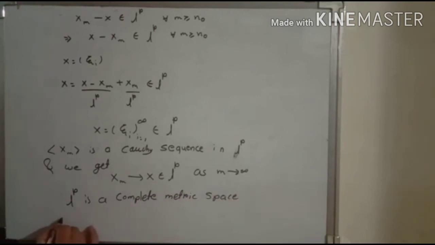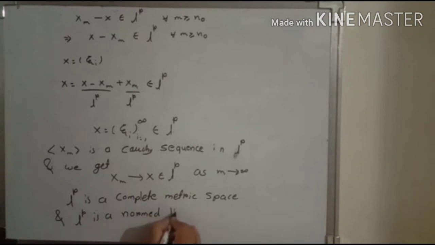Also we proved that LP is a normed linear space. Thus combining these two, we get that LP is a complete normed linear space, and it implies that LP is a Banach space. LP is a Banach space for p greater than or equals to 1. And hence we get the proof that LP is a Banach space.